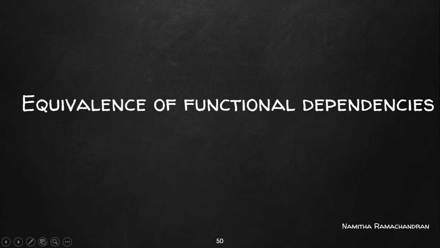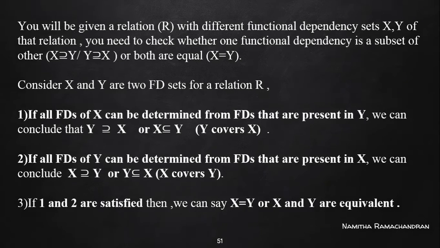Let's discuss the equivalence of functional dependencies. That means checking whether two given sets of functional dependencies of a relation are equivalent or not. First of all, consider the definition. Suppose you are given a relation R and two different sets of functional dependencies of the same relation R. X is a set of dependencies of the relation R and Y is another set of dependencies of the same relation R. You are asked to check whether X and Y are equivalent or not.